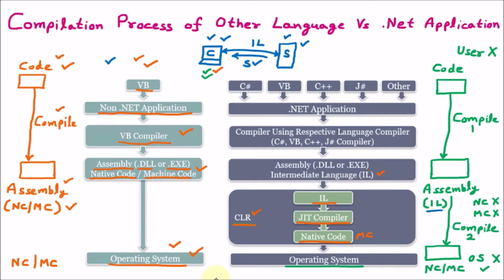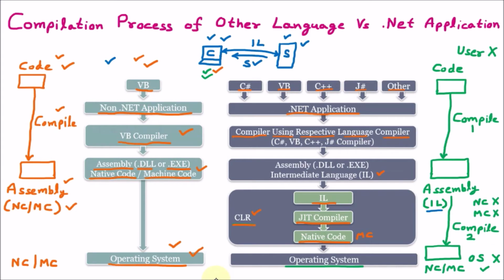So we need a CLR to run the intermediate language on our system. So that is the first difference, that we are having the two-step compilation in the .NET application. Now if we see here, first of all you can see that in .NET we are having multiple languages like C Sharp, VB, C++, J Sharp, any other language. Now these all are .NET applications, and here we are having a compiler for the respective language.